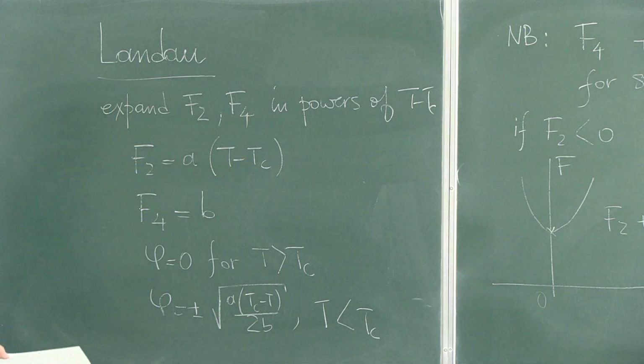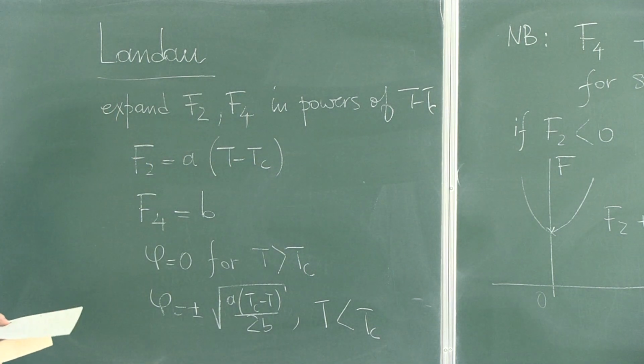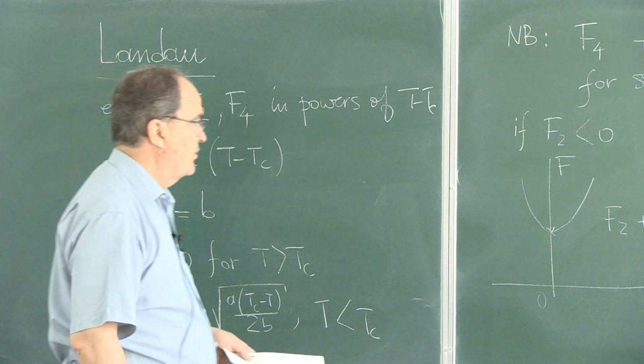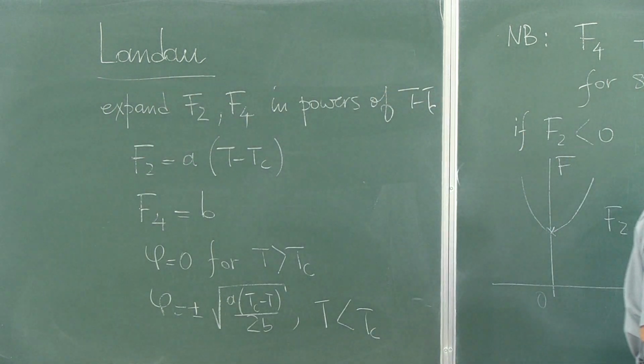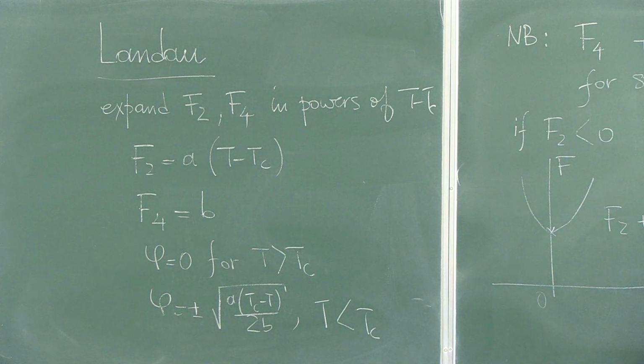So we have a result different from 0 for temperature smaller than the critical temperature. Is that okay? Very simple idea.